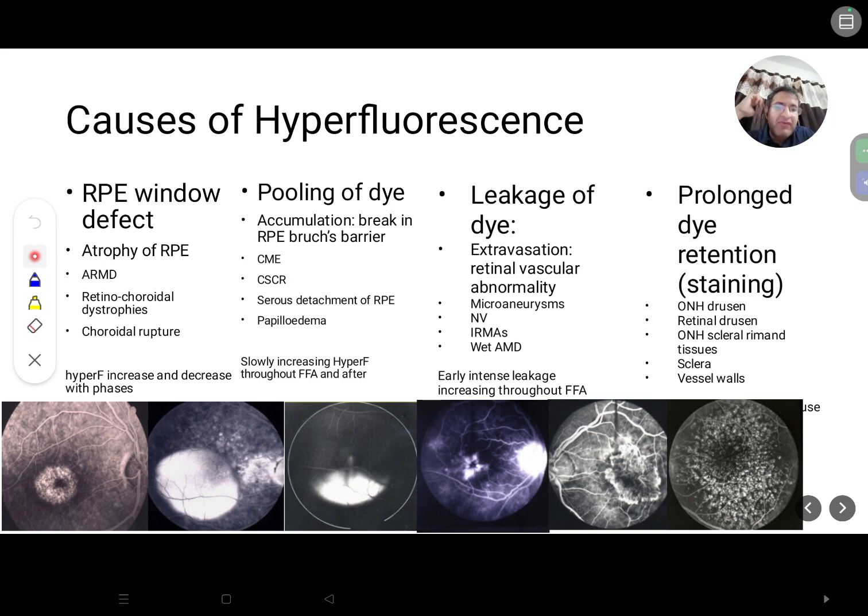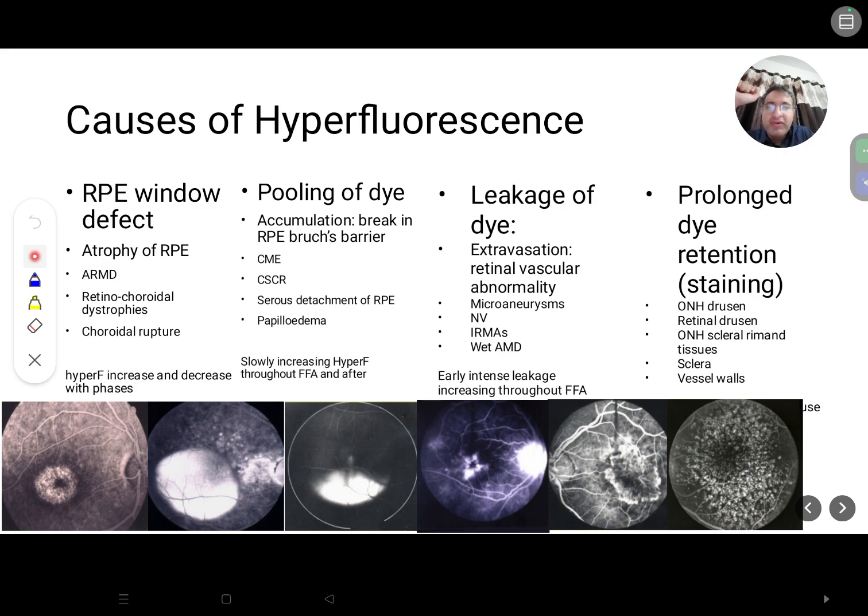So leakage can happen whenever there is extravasation because of some retinal vessel abnormality. The vessels will keep on leaking in all the phases of the angiography, and that's why there is early intensity increase in the leakage throughout the FFA. What are the examples of leakage of the dye? The examples can be microaneurysms, neovascularization, intraretinal microvascular abnormalities, that is the IRMA, and wet AMD, that is the CNVM. And there is an early intense leakage which increases throughout the FFA in these examples.